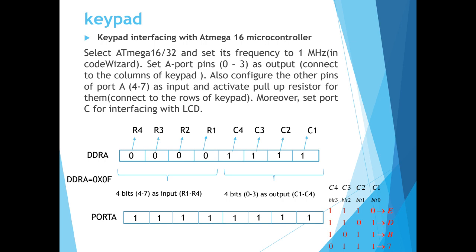Then set the first 4 pins of port A, pin 0, 1, 2, 3, as output, and then connect them to the columns of the keypad. Then the other pins of port A, meaning pin 4 up to 7, are configured as input, and we activate the pull-up resistor for them and connect them to the rows of the keypad.